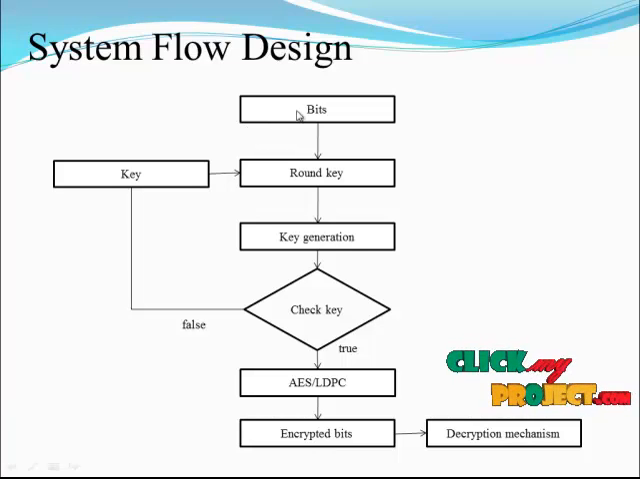Here initially we are applying bits as input to the system. That means we are producing the key to encrypt the bits. After producing the encryption key, it processes a round key mechanism. That round key mechanism generates the key, that is the generated round key. That validates the checking key and then it proceeds to the encryption, that is AES.